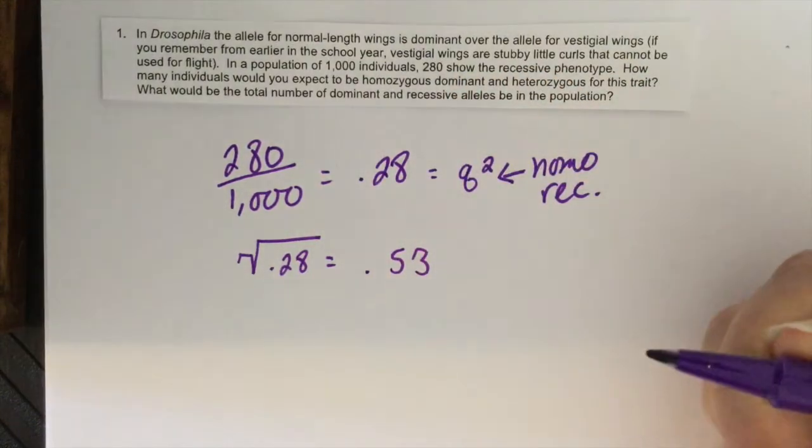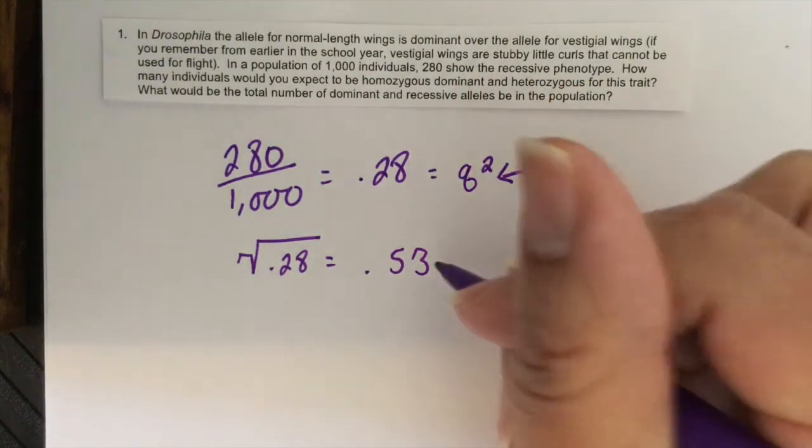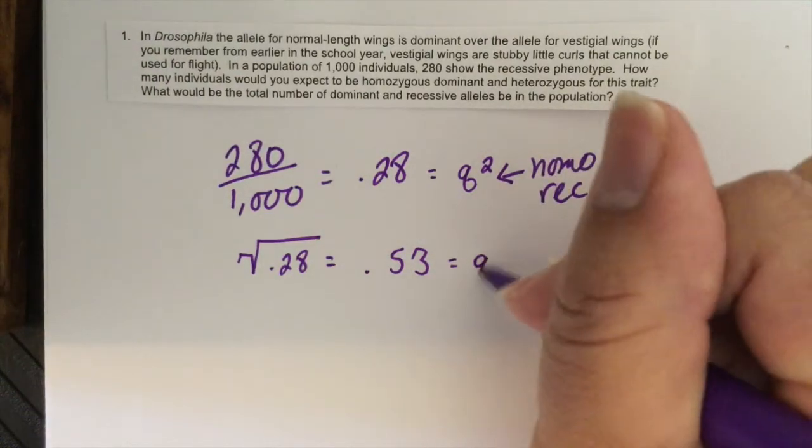I did these calculations a couple of times, so let me know if I get something wrong. So 0.53 is going to be our q.